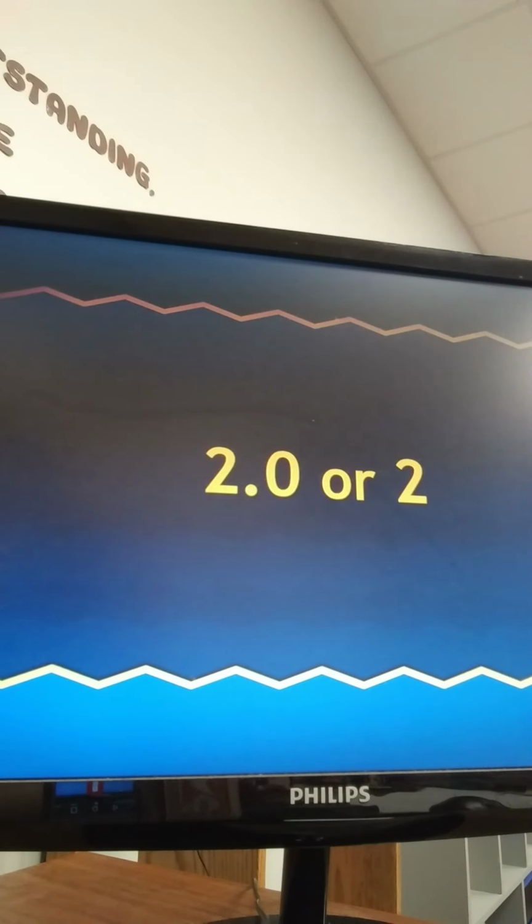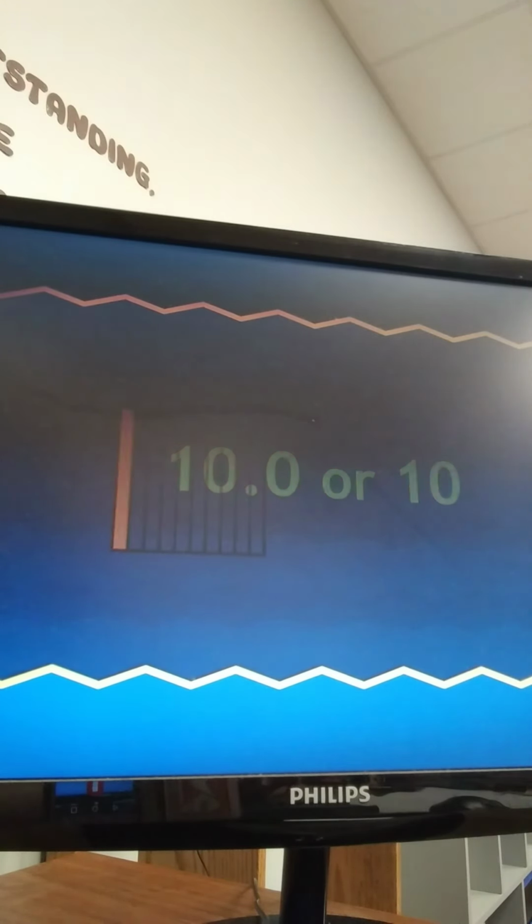Okay, you can put 2.0 or 2. 5.0 or 5. Same exact answer. You might think of like if something were $5 at the store, of course that would be written 5.00, but you would still know that it was just 5. 8.0 or 8. 10.0 or 10.